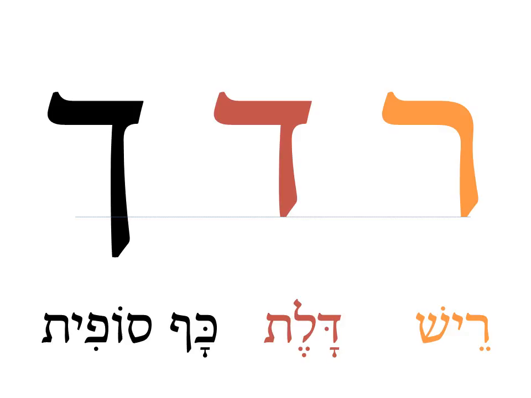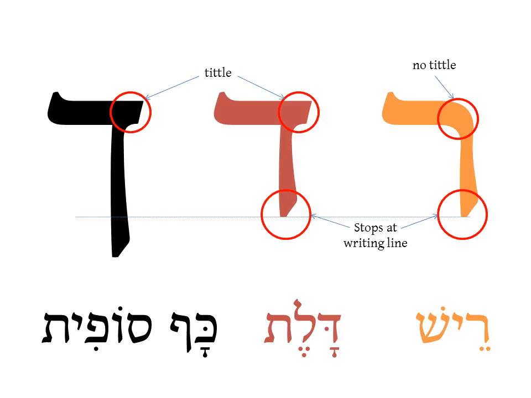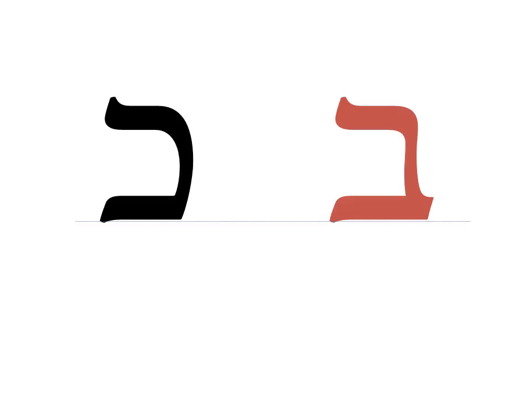Now let's look at Resh, Daleth, and Kaf Sofit together. Both Daleth and Kaf Sofit have tittles. Resh doesn't. Both Resh and Daleth stop at the writing line, whereas Kaf dips below the writing line. So when you are writing these three consonants, please be careful to keep them distinct. Make sure that Resh is smooth without a tittle, and make sure that final Kaf clearly goes below the writing line.